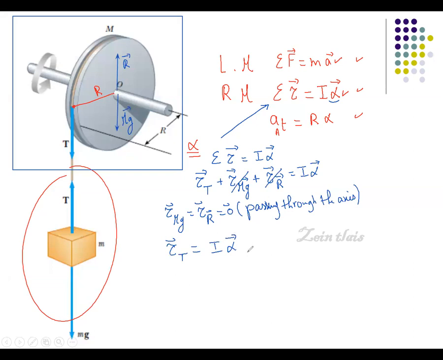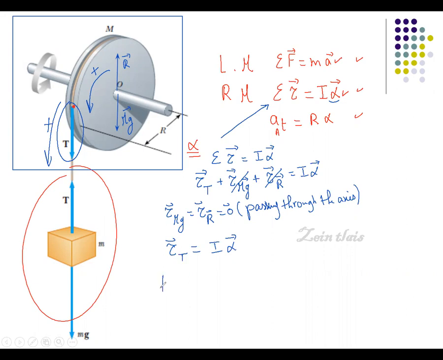What you have to do now is specify the direction. I said here this is the positive direction. T rotates the object, or pulls the object down, so it's in the positive direction.